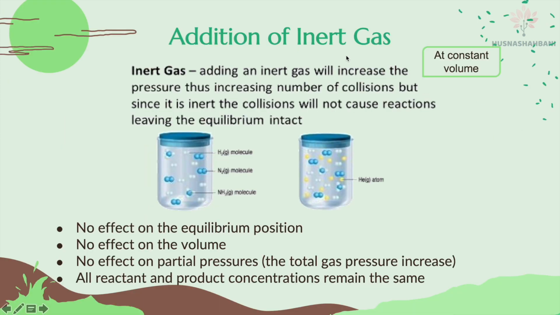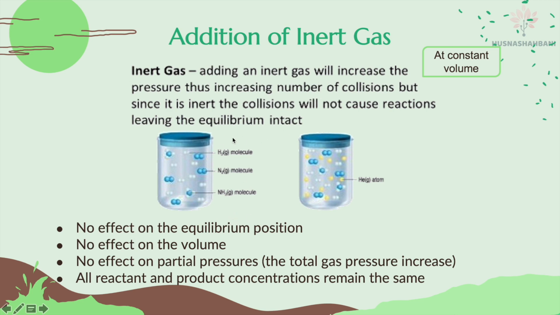Addition of inert gas at constant volume, with a fixed volume of the system. Adding an inert gas will increase the pressure because you have more collisions. But since it is inert, it doesn't react with any particle. It just collides. It will not cause any reaction, leaving the equilibrium intact.